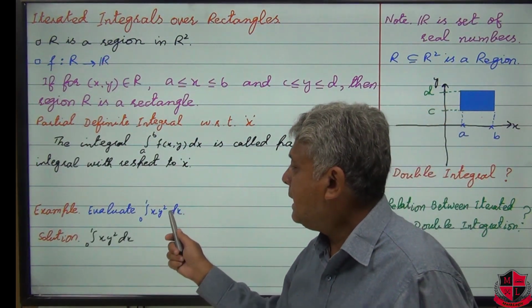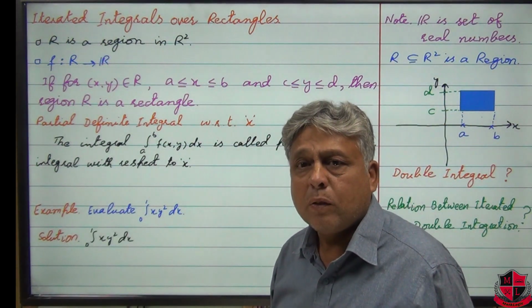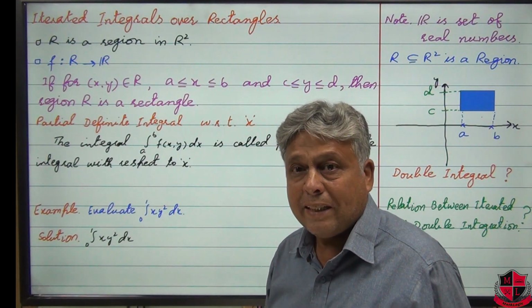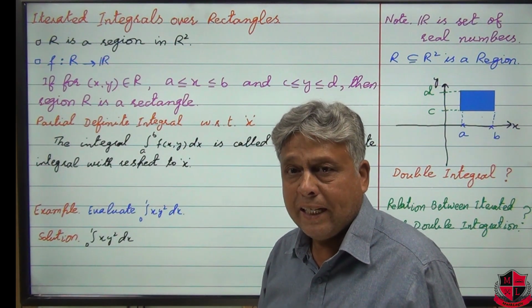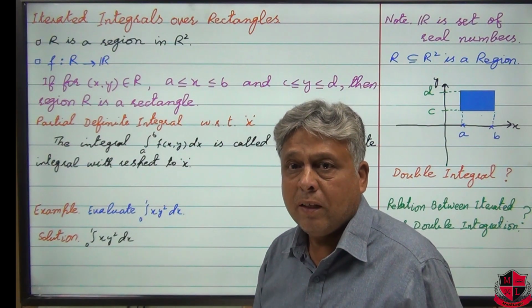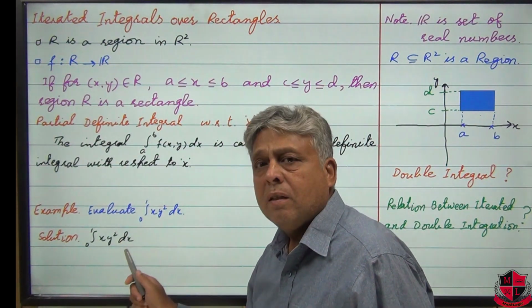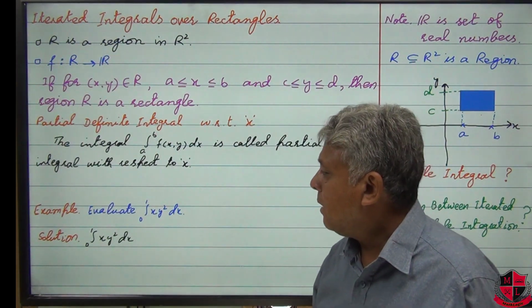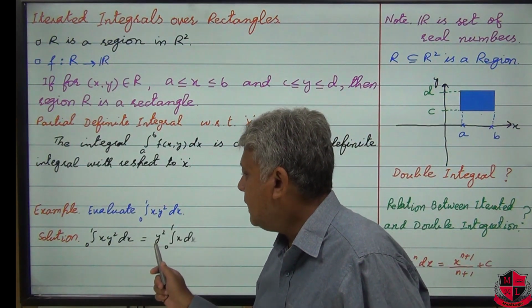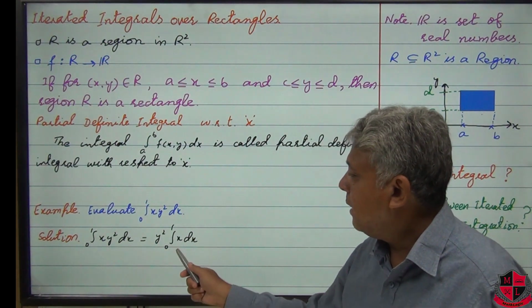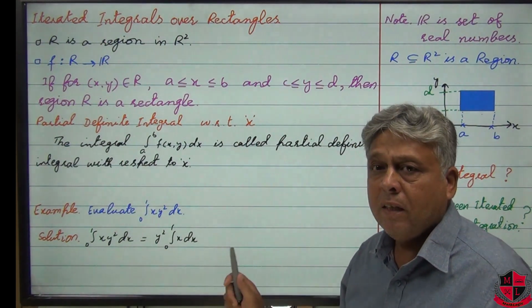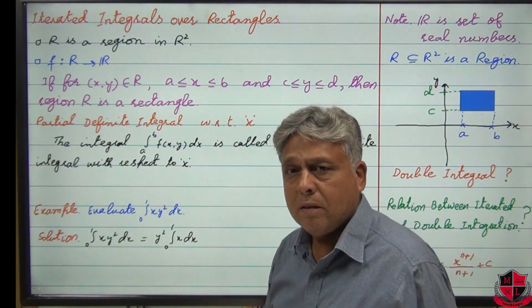In order to integrate this with respect to x, what I have told you is to keep y constant, keep y fixed. If we keep y fixed, y constant, we can take y square outside the integral and we have to integrate the integral from 0 to 1 of x dx with respect to the variable x.